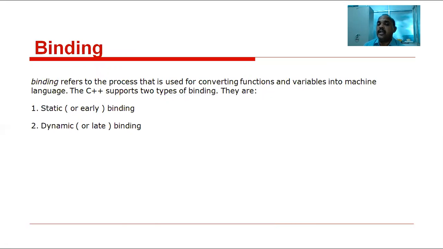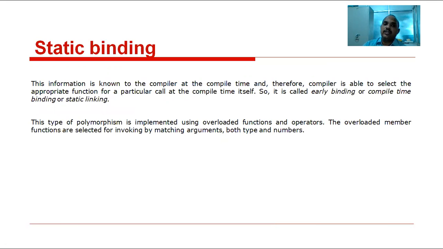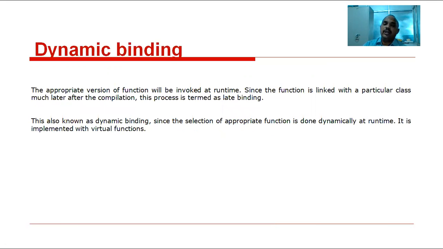How many types of bindings? There are two types of bindings. The first one is called static binding. Second one is called dynamic binding. Static binding is also known as early binding. Dynamic binding is also known as late binding. Clear? Then the static binding and dynamic binding.